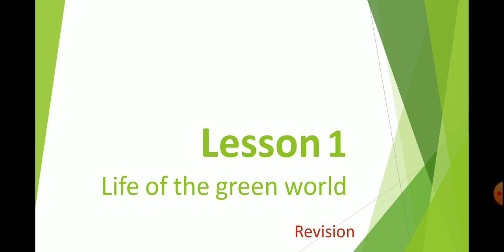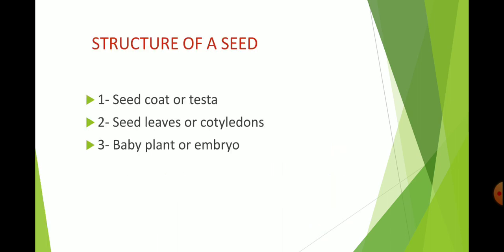Today, we will do revision only of chapter 1, that is Life of the Green World. In this chapter, the first topic is the structure of a seed. A seed is made up of three main parts. The first part is the seed coat.